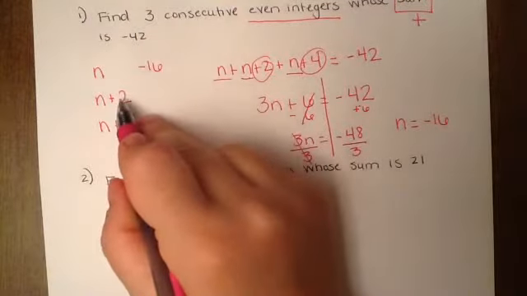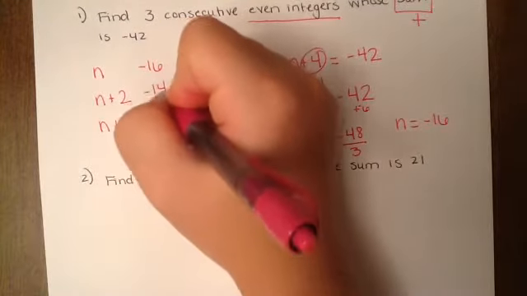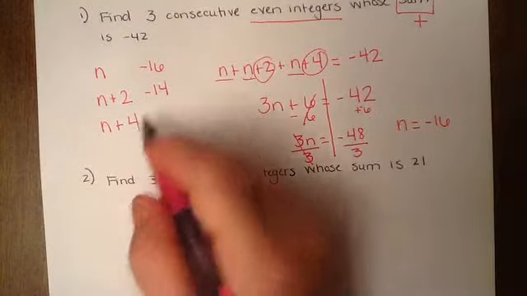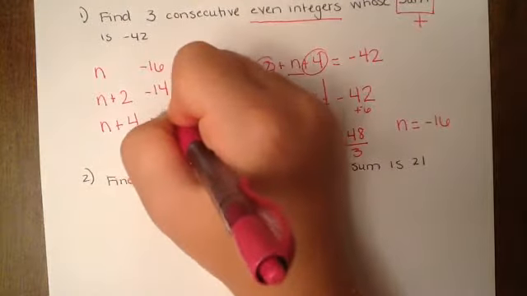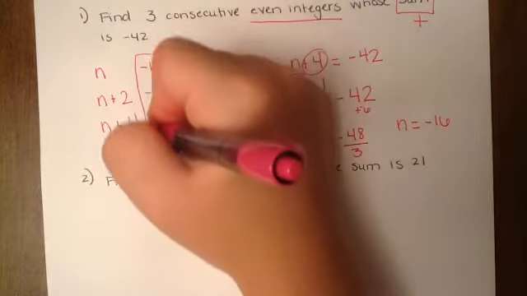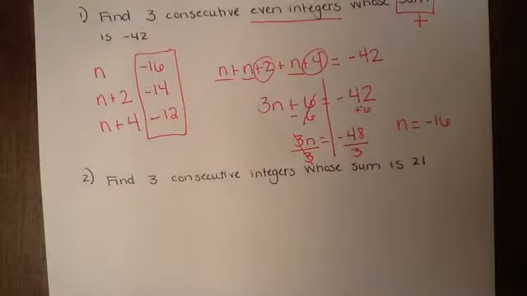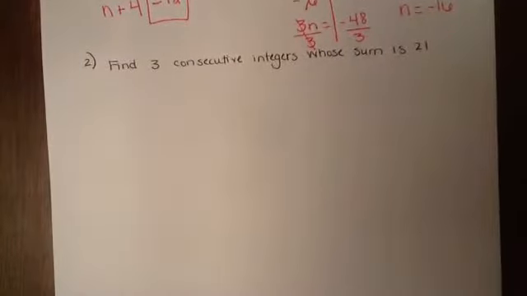And -16 plus 2, -14. And then -16 plus 4, -12. My 3 integers would be -16, -14, and -12. If you add all of those up, you should get -42. Let's take a look at this next one.